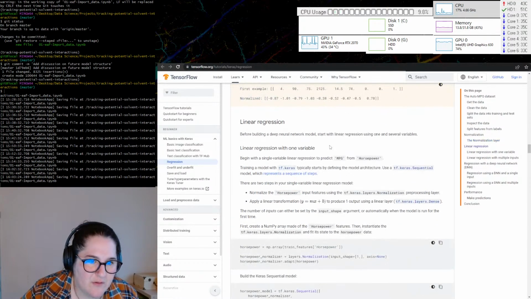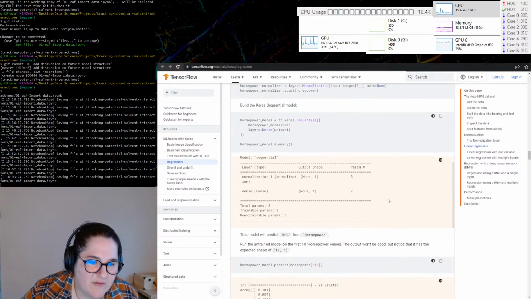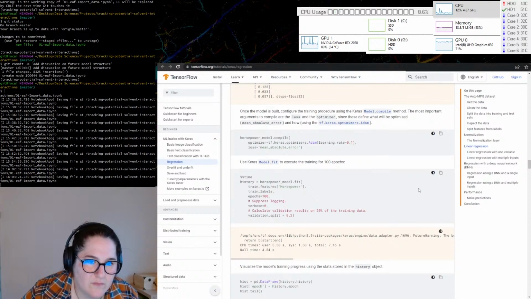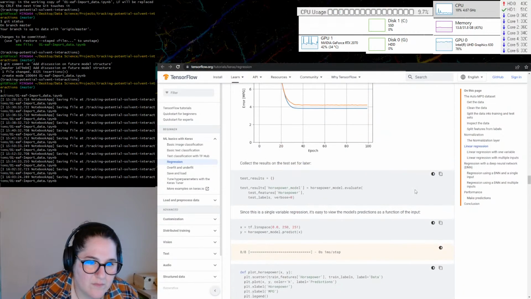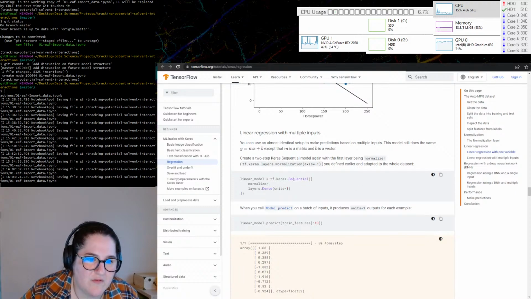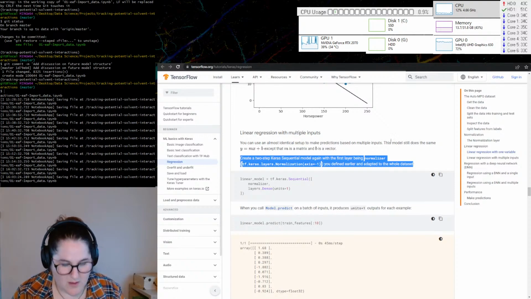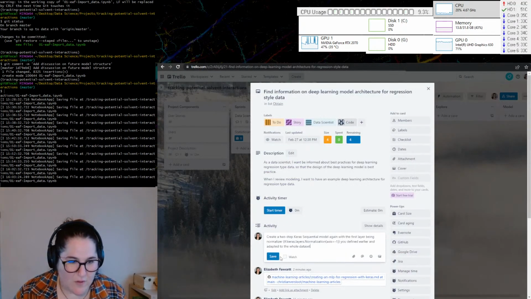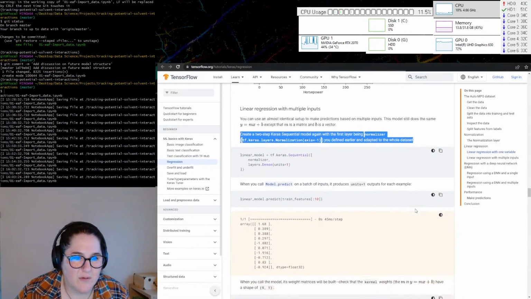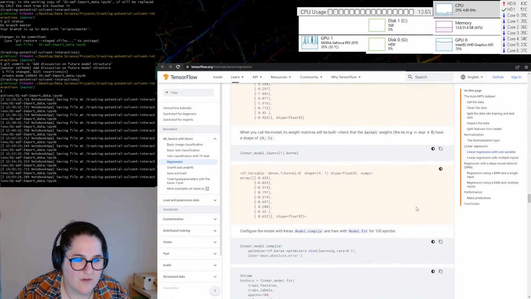Okay. Linear regression with one variable. We want to do multivariable. Multiple inputs. Here we go, sequential. This is what I am interested in. A two-step Keras sequential model with the first layer being a normalizer layer. Adapted to, okay, cool. So that's something that I'm going to put here. This is something that's going to require a normalization step, and we can define what that normalizer is and what it does.